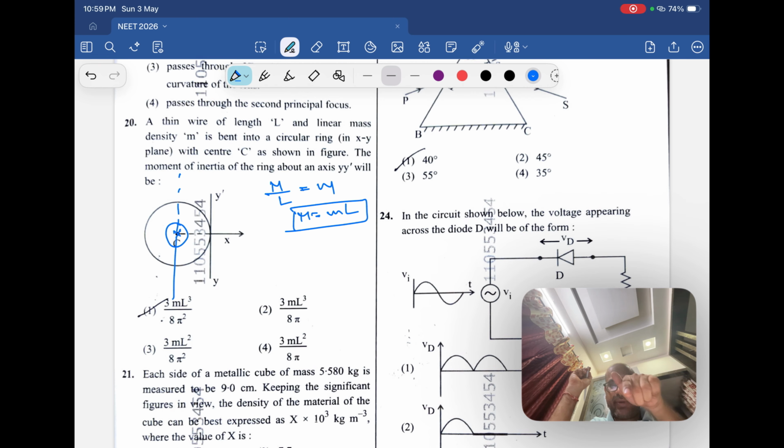So x and y will be mr square by 2. Now about y dash, again apply the parallel axis theorem. So we will have, listen carefully. About this axis, this is AB.